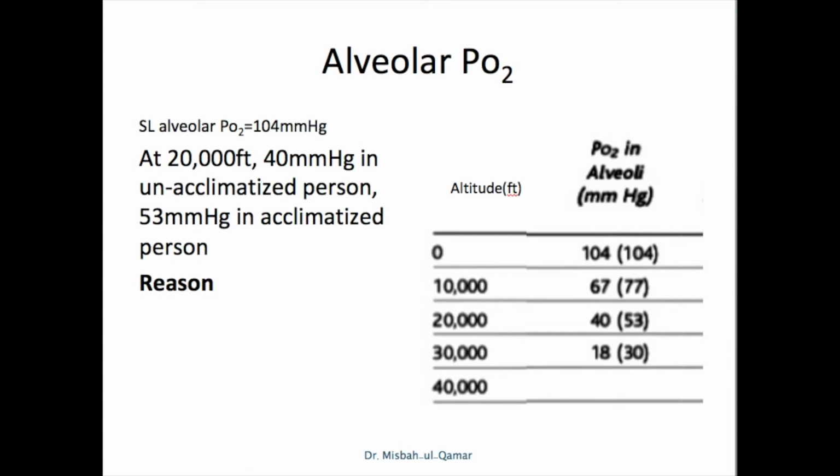Here you can see in this chart that the sea level alveolar partial pressure of oxygen is 104 millimeter of mercury. At 20,000 feet, it falls to 40 millimeter of mercury in an unacclimatized person, but only to 53 millimeter of mercury in an acclimatized person, because alveolar ventilation increases much more in an acclimatized person comparatively.